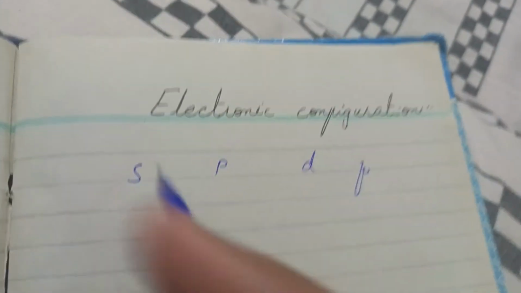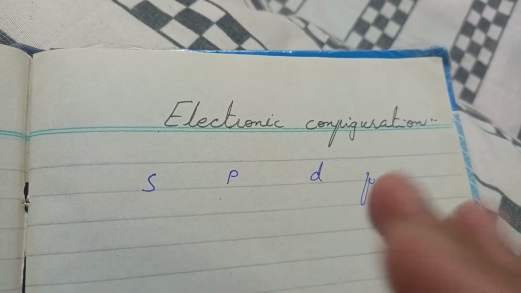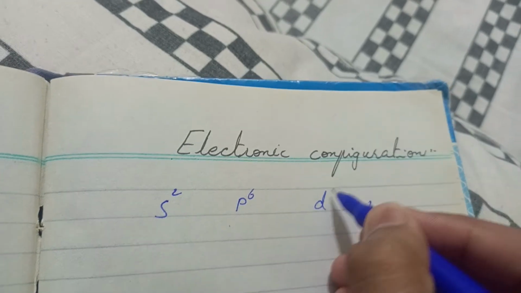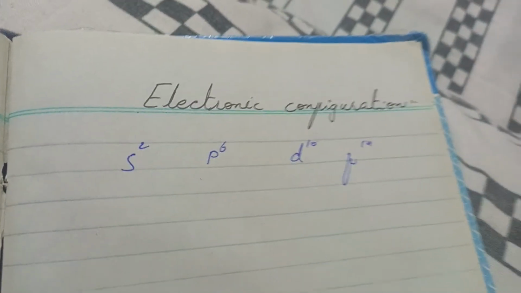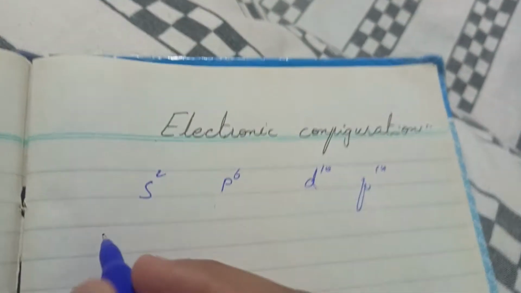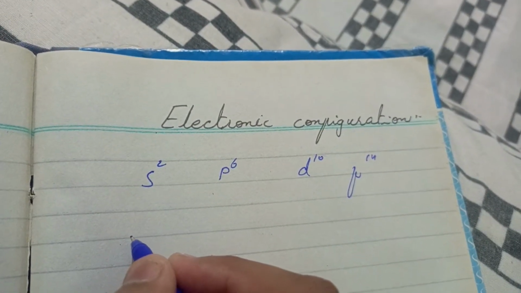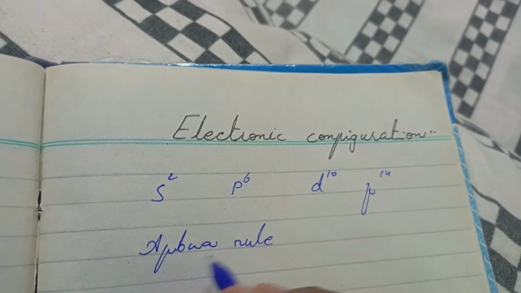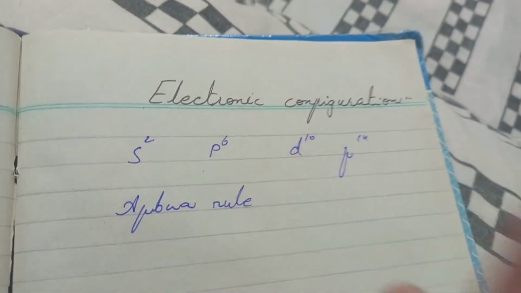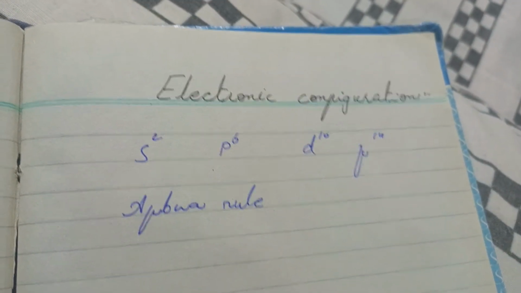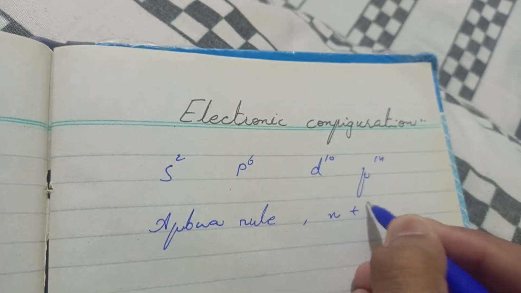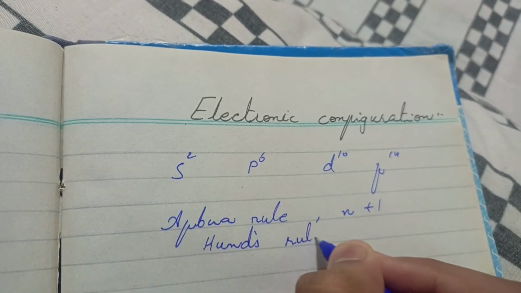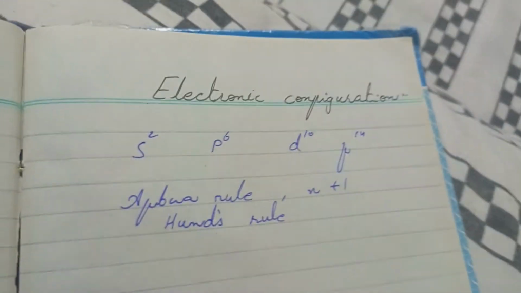They contain a limited number of electrons: 2, 6, 10, and 14. Today we're going to discuss that also, and some rules: the Aufbau rule, which is a German word meaning construction, not a scientist's name, and also the n plus l rule and Hund's rule.